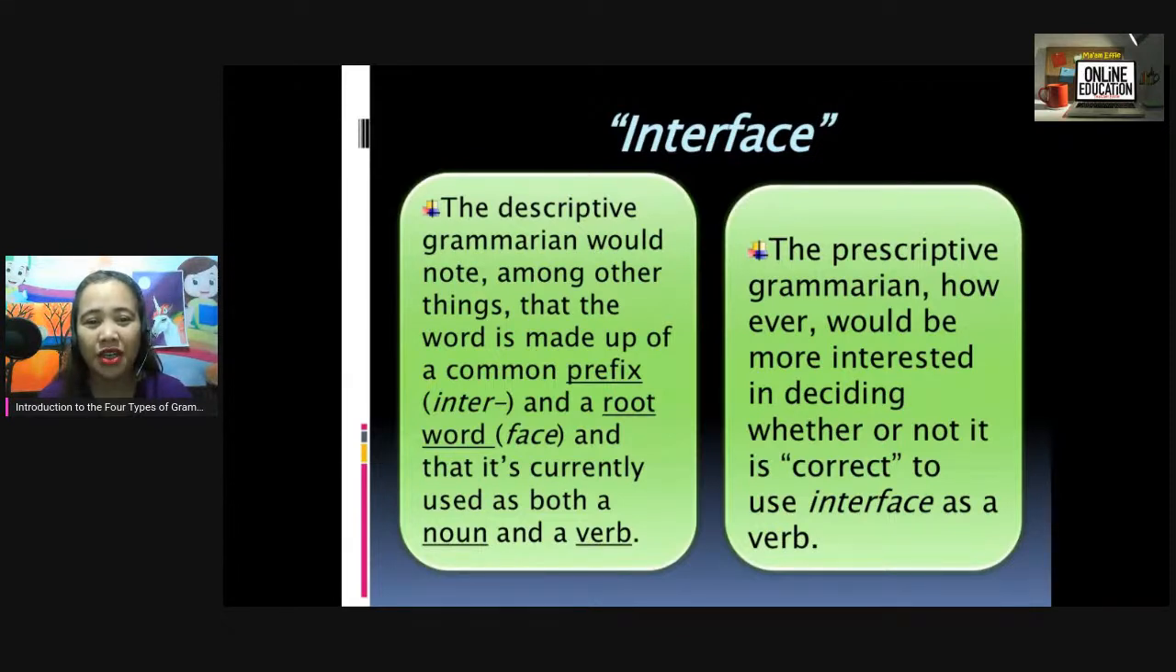But it is part of some varieties or dialects of English. So in the descriptive grammar, it's all right. Okay? So in the prescriptive grammar, it's not okay. It's not all right. It is not the proper usage. It is not the correct usage. It's wrong. But in other dialects, it's okay.